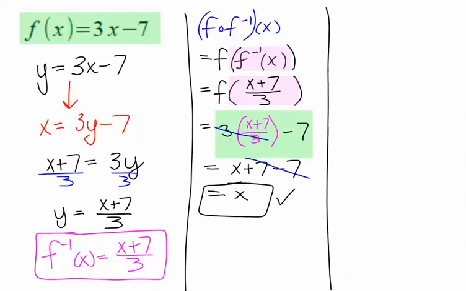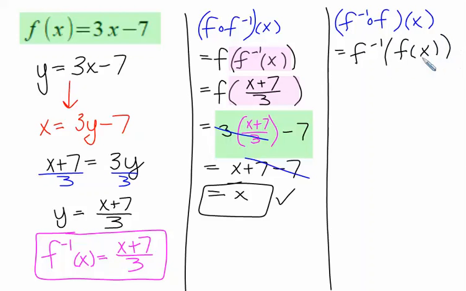Now on the other hand, we want to show that it doesn't matter the order in which we take those functions. So we need to show that f inverse of f of x is also equal to x. Well, the first step is we're going to rewrite this as the parentheses, f inverse parentheses f parentheses x. And then we're going to replace f of x with what it's equal to. In this case, that's the 3x minus 7.